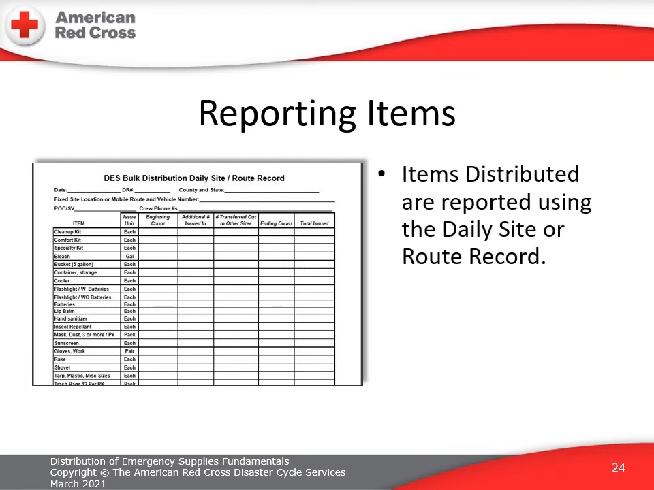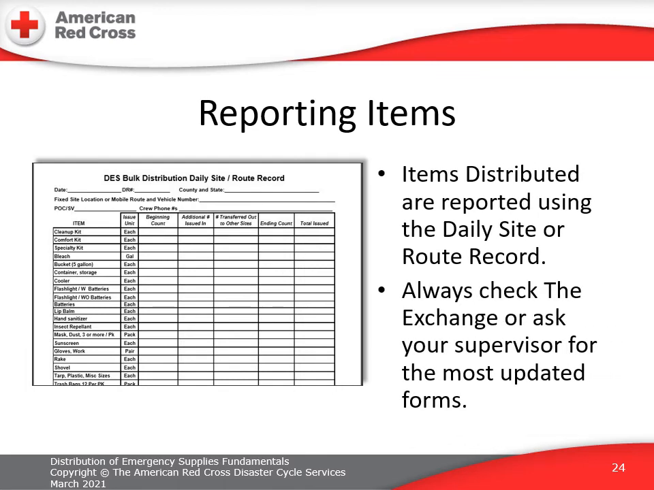All items distributed are reported using the daily site or route record and completed daily by every mobile distribution team and fixed distribution site. The daily record tracks the quantity of items issued by site and provides an ending daily inventory by item. It also produces useful data for tracking, inventory management, ordering, and route planning for the following day. Data from this form is compiled onto the DES Consolidated Daily Record for reporting on the Disaster Operations Control Form, also known as Form 5266. On the next slides, you'll learn how to count the items being distributed.